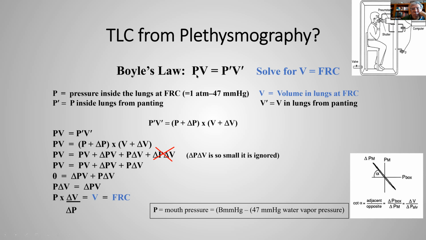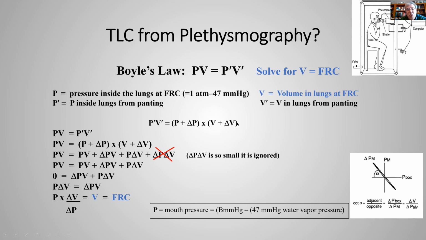PV is the atmospheric pressure at rest when you're just sitting there in the body box with the valve closed, in a sealed container. You get the atmospheric pressure, and the V is going to be your FRC. And then P prime V prime, how we derive that right here, is when you start panting in and out, at 1 hertz, little tiny breaths, you're creating more negative pressure inside the chest because you're sucking on a closed valve. As you're doing that, you're expanding the volume of the chest against that negative pressure. So it's basically the atmospheric pressure plus the change in pressure from panting, times the volume plus the change in volume as you're panting.